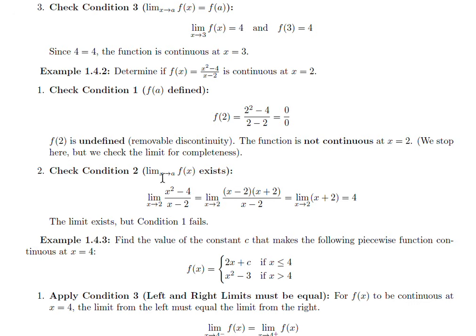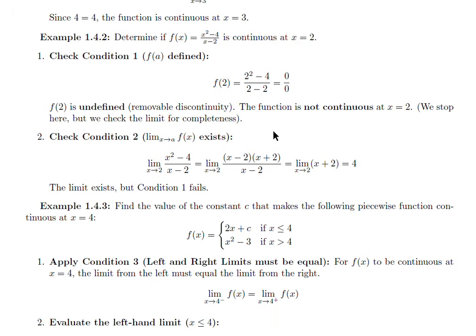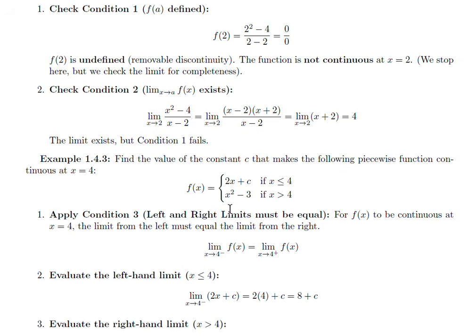The solution went further to check for the existence of this limit, and the limit exists, but because f of a is undefined, the entire function x squared minus 4 over x minus 2 is not continuous at x equal to 2. There's a jump discontinuity or a removable discontinuity at the point f of 2.